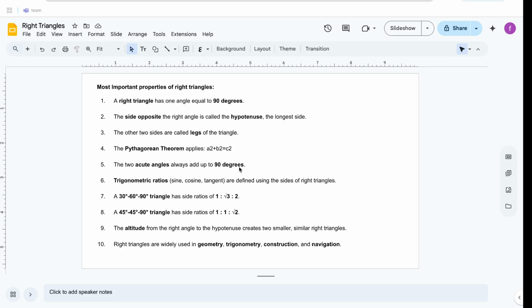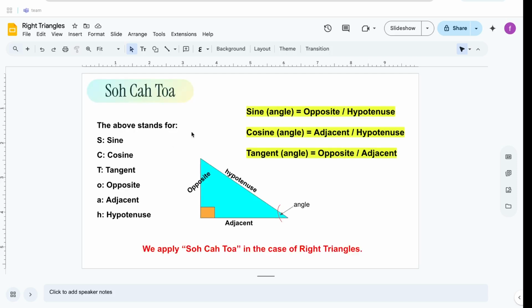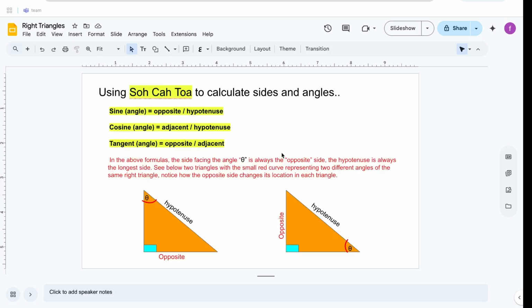Remember that any triangle, it doesn't matter if it's a right triangle, a scalene, isosceles, or equilateral, the internal angles, these angles, always add up to 180 degrees.